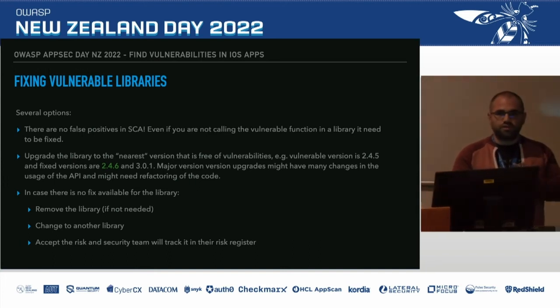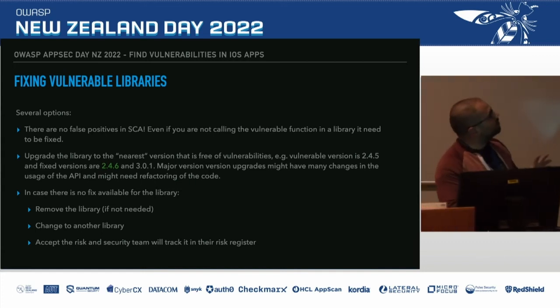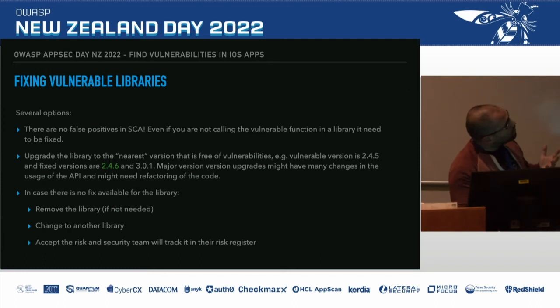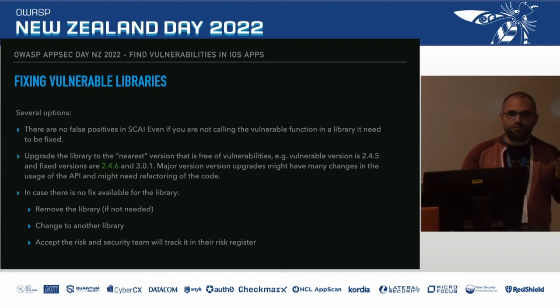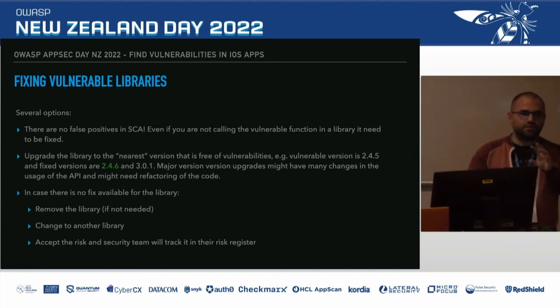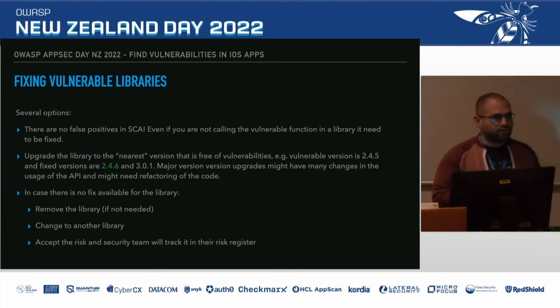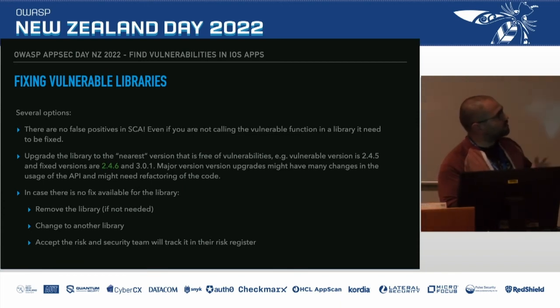Usually the best approach is to go to the nearest version of your library. So if we say that we have a library version 2.4.5, and 2.4.6 and 3.0.1 are fixed versions, then it's usually the easiest to simply go to 2.4.6, because most likely there will be quite a few significant changes in a major version like 3.0.0, and then you might need to refactor the code, of course. So that's usually the best practice to do these kinds of upgrades.